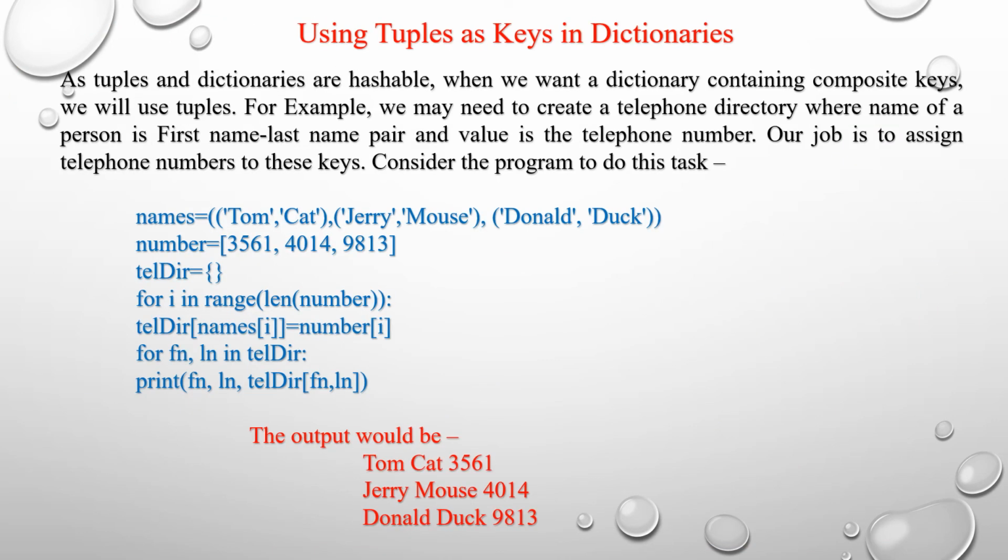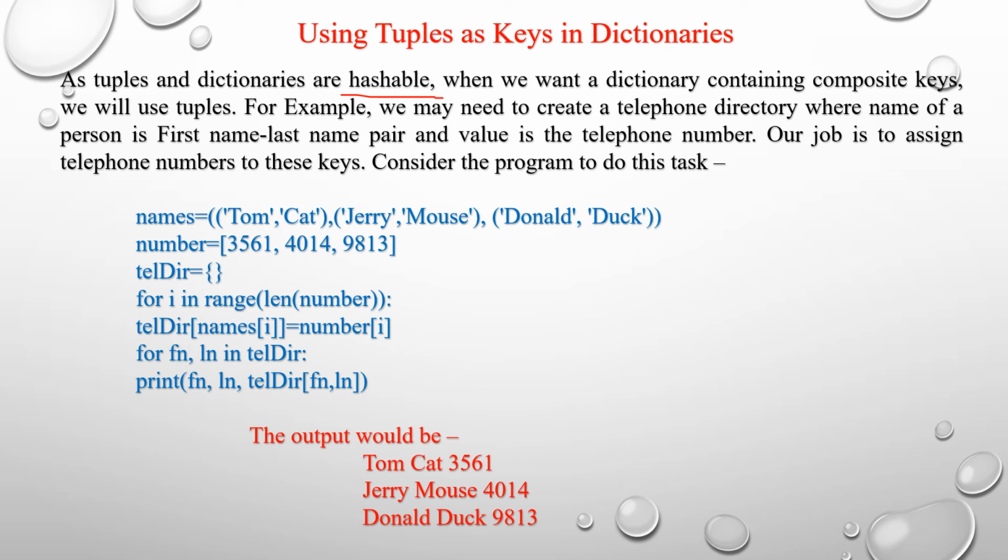As tuples and dictionaries are hashable, when we want a dictionary with composite keys, we will use the tuple. For example, we may need to create a telephone directory where the key is a person's first name and last name pair and the value is the telephone number. Our job is to assign the telephone number to these keys. So let's consider a program to do this task.